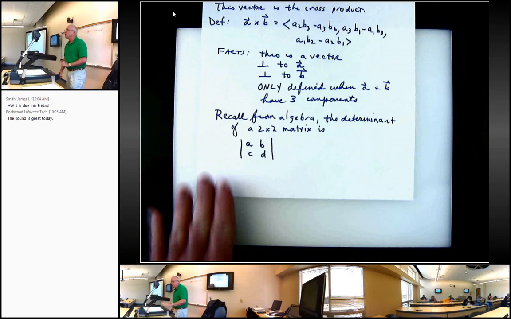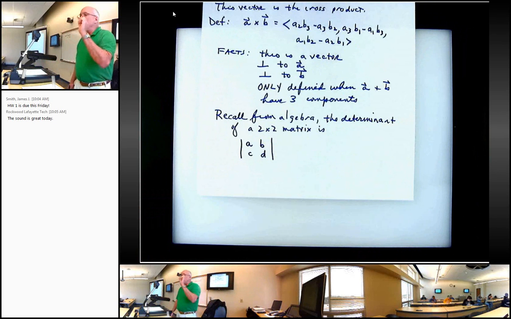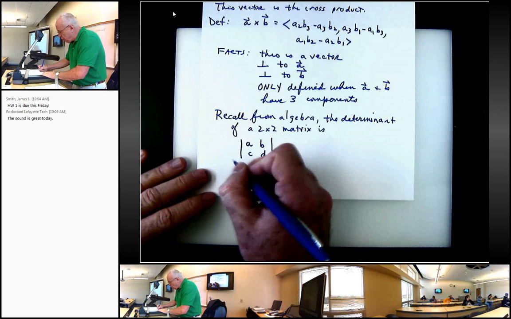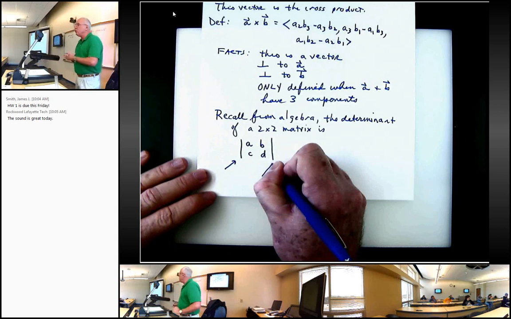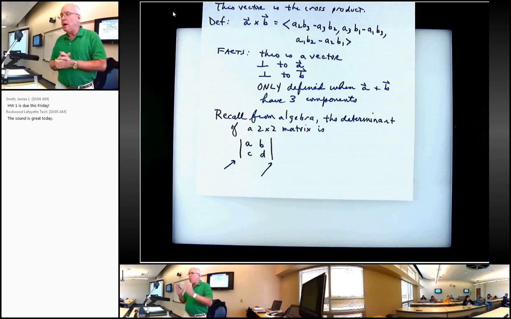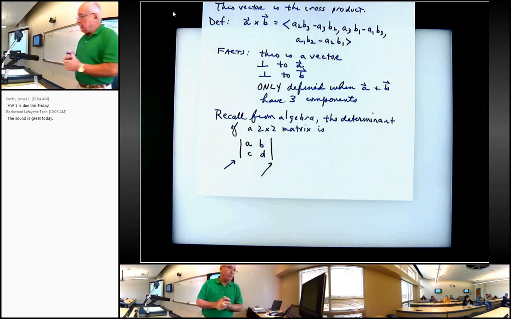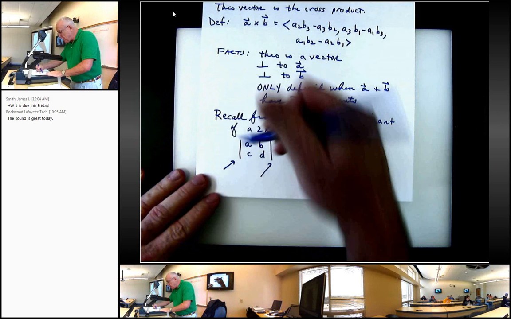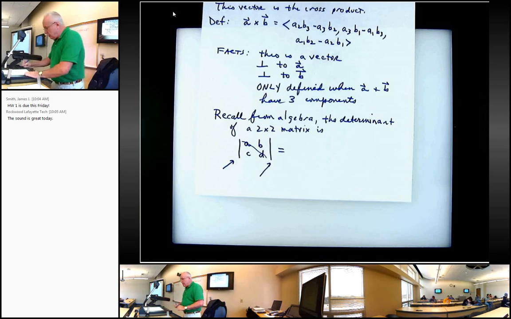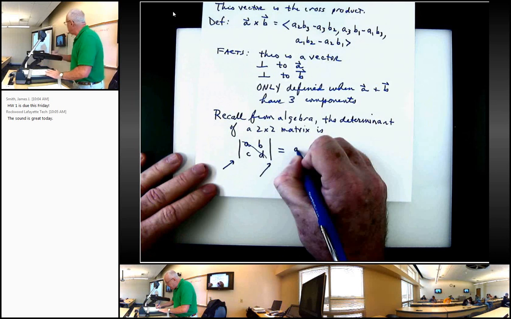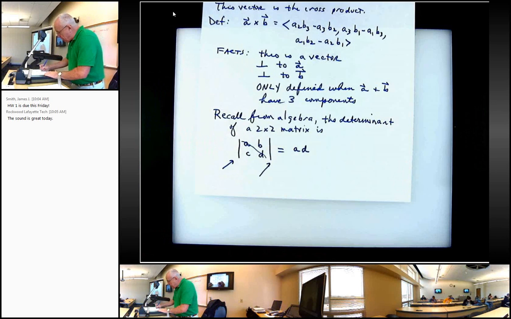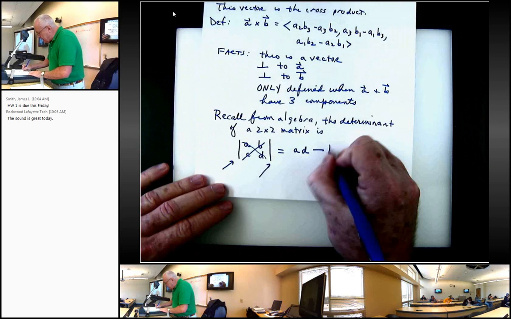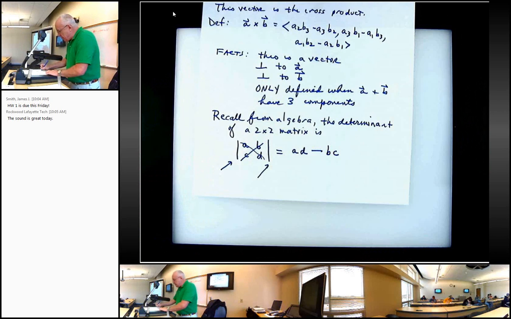By the way, when we are talking about the determinant of a matrix, we don't use brackets here. We use these vertical lines surrounding the elements. So this is how a 2 by 2 matrix determinant is defined. You take the product of the down diagonal elements, so that's A times D, and then you subtract the up diagonal product, minus B times C. And this is a number.